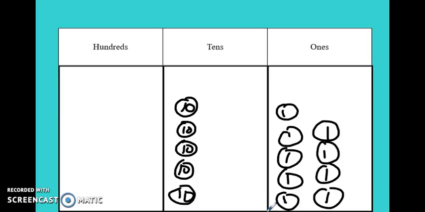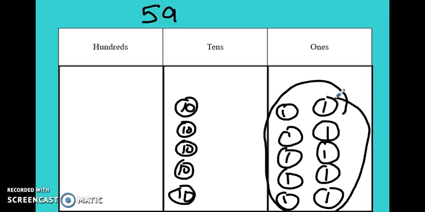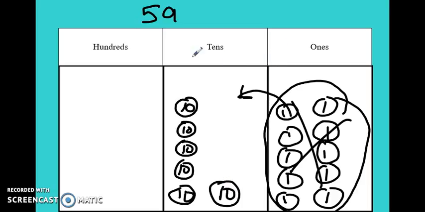After 59, if I add 1 more to 59, what will my next number be? Well, after 59 comes 60. What happens when we get to 60? Well, if you look, here we have 10 ones. When we get to 10 ones, we can group our 10 ones and make a 10. So, 1 more than 59 is 60.